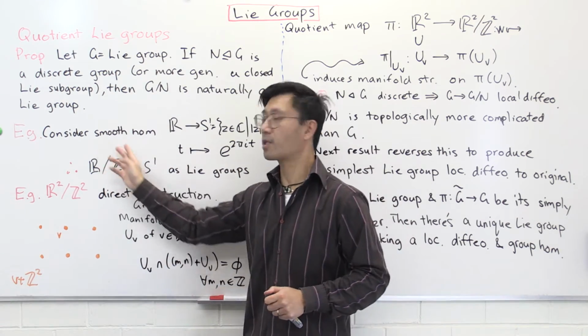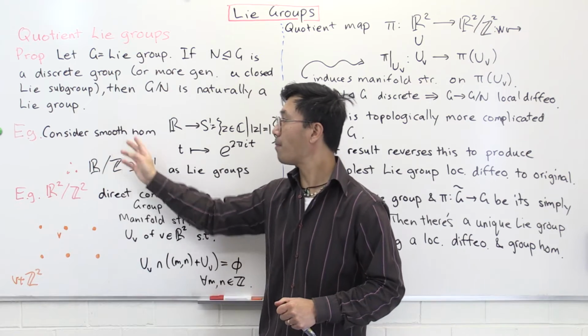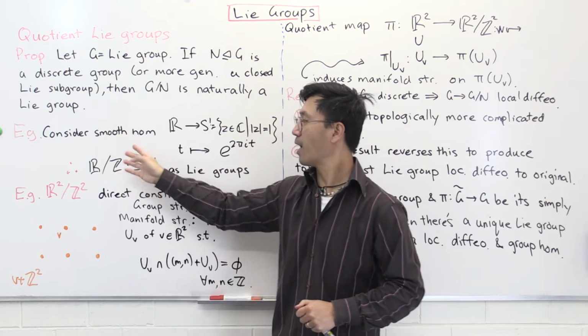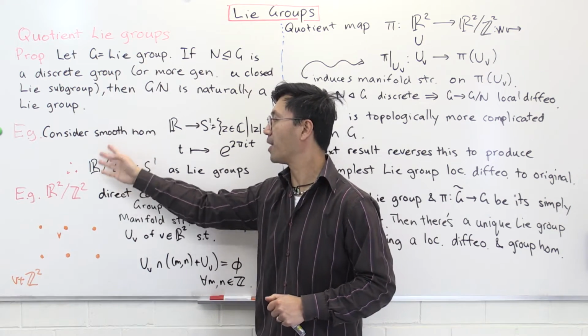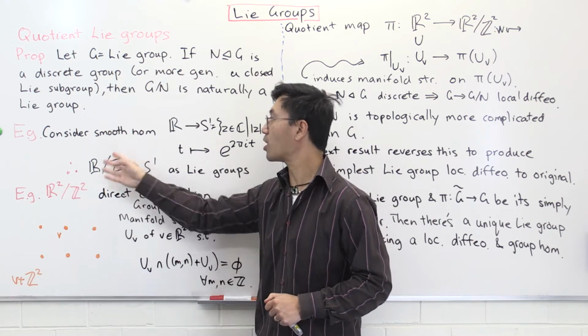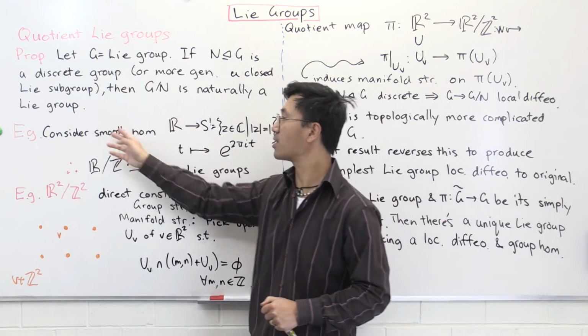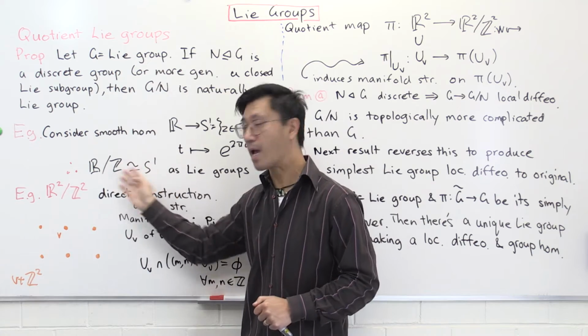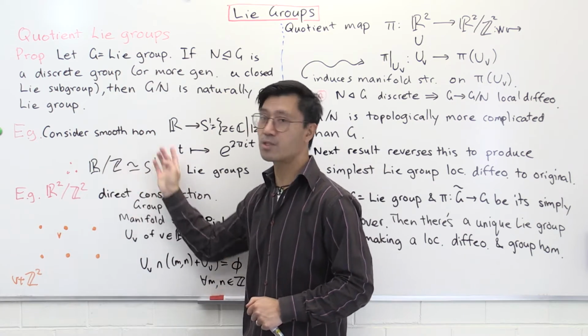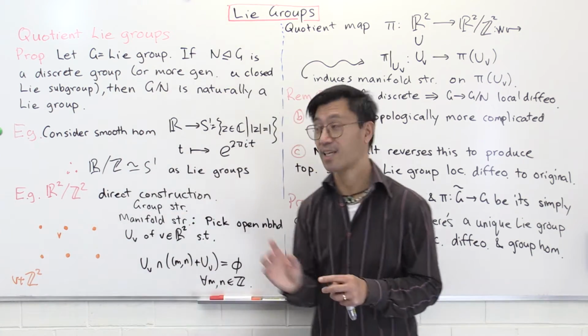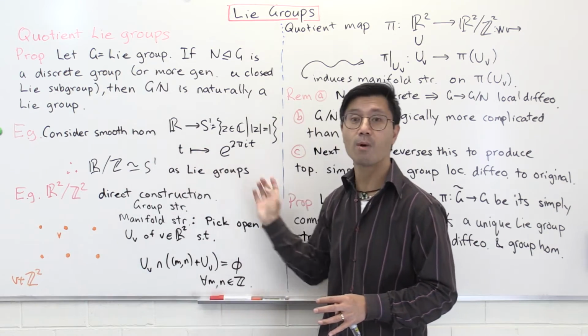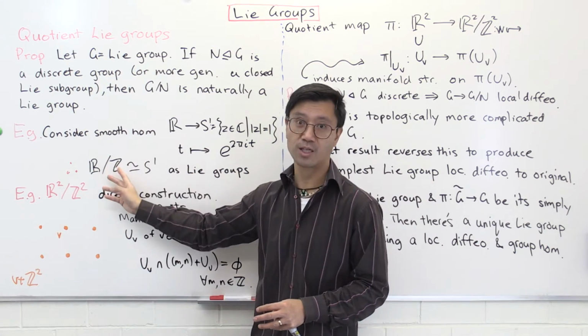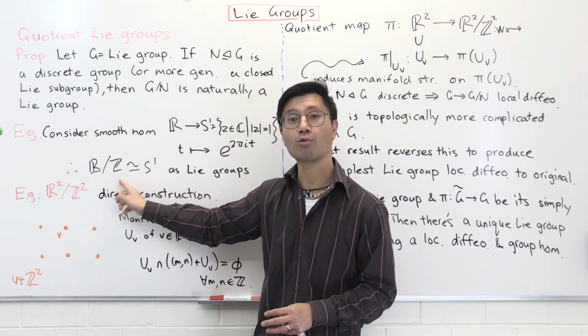And I haven't told you what the manifold structure is here, but I hope you can believe that whatever manifold structure, it should be compatible with this one here. So since this is smooth, you'd expect this to be an isomorphism of manifolds as well. And in fact, that's the case. So this is actually an isomorphism of Lie groups. And this is the quotient Lie group of R by this discrete subgroup Z.